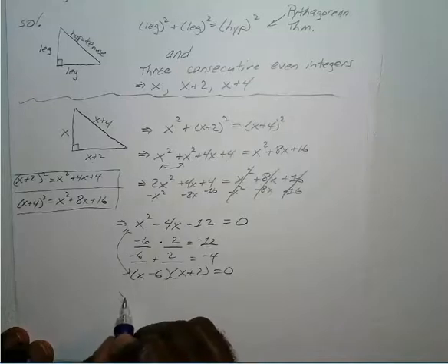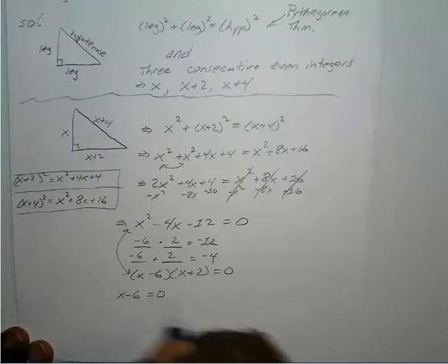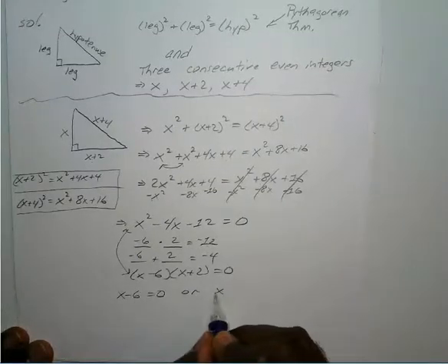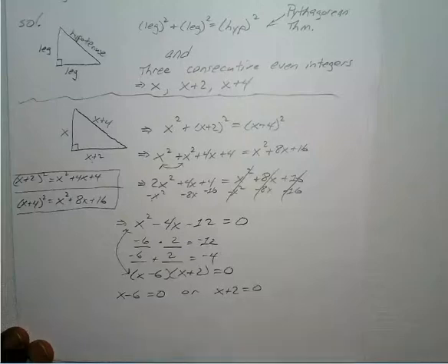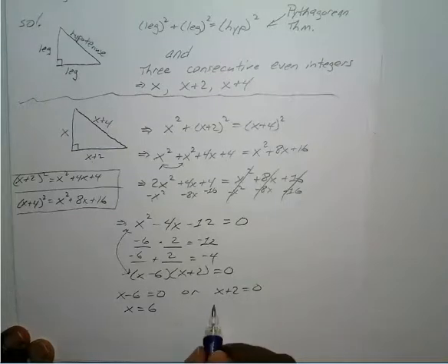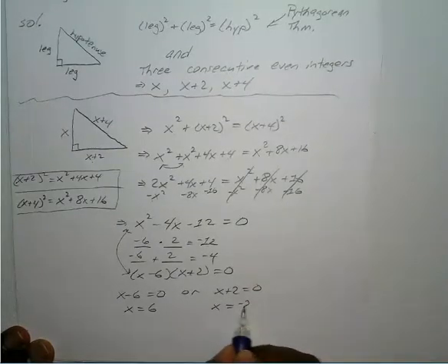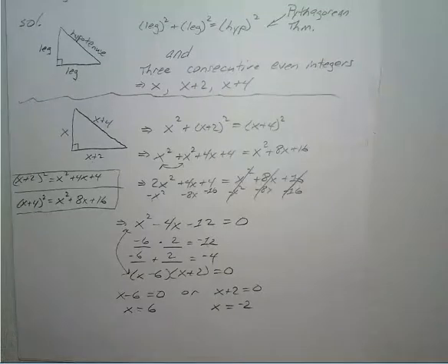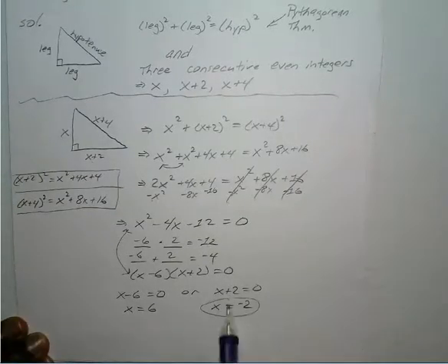So if we set both of those to 0, x minus 6 equals 0, or x plus 2 equals 0. Add 6 to both sides, you get x equals 6. Subtract 2 from both sides, and x equals negative 2. Okay, so we already know if we plug in x, we'll get a negative number. So we can't have that. We can't have a negative side.